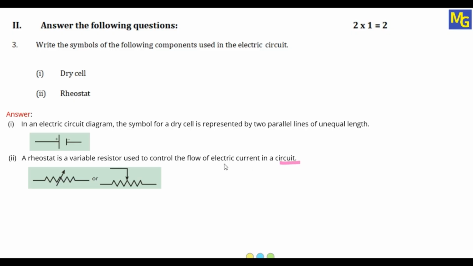If you want to control the electric current, the flow of electric current into the circuit, you can connect a variable resistor. Variable resistor means what? The resistor whose value varies. That is called a variable resistor. And the symbol for this is the given one, which is here. Either you can draw this symbol or you can draw this one. Both are correct. So now we will move to the next question.